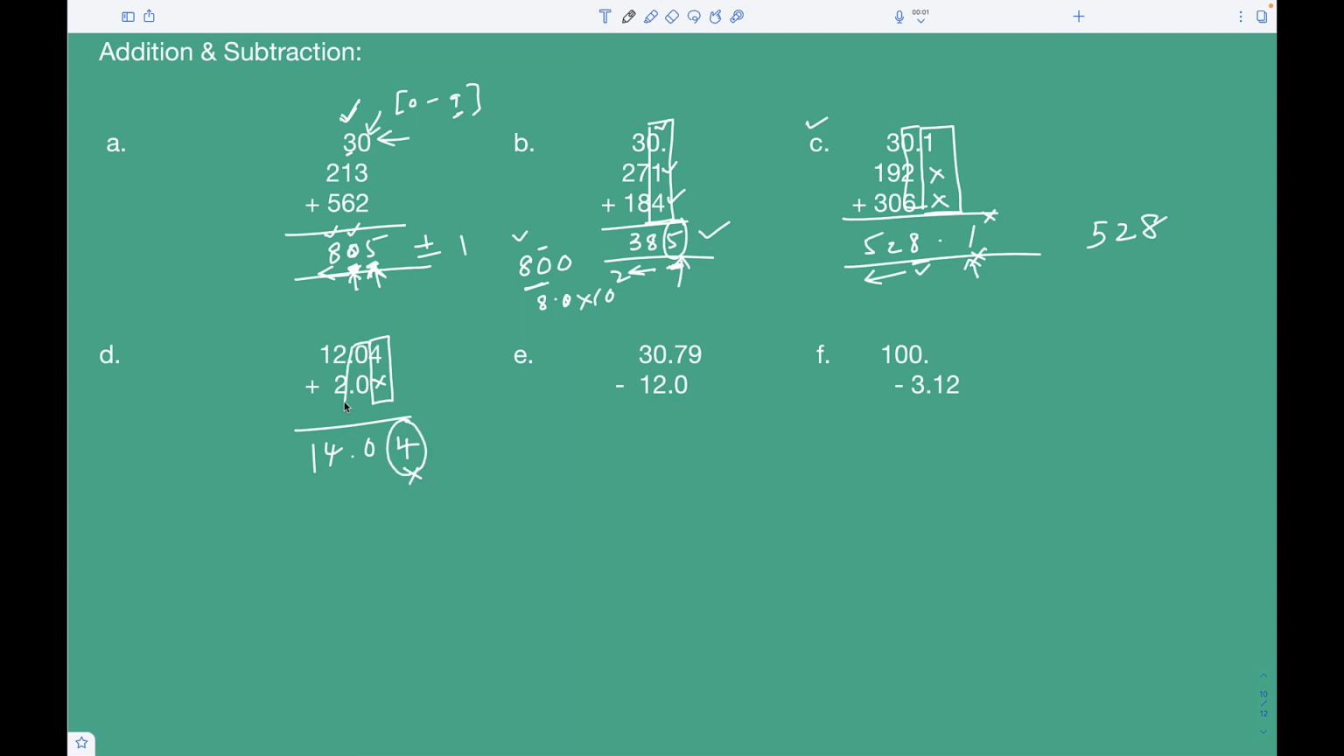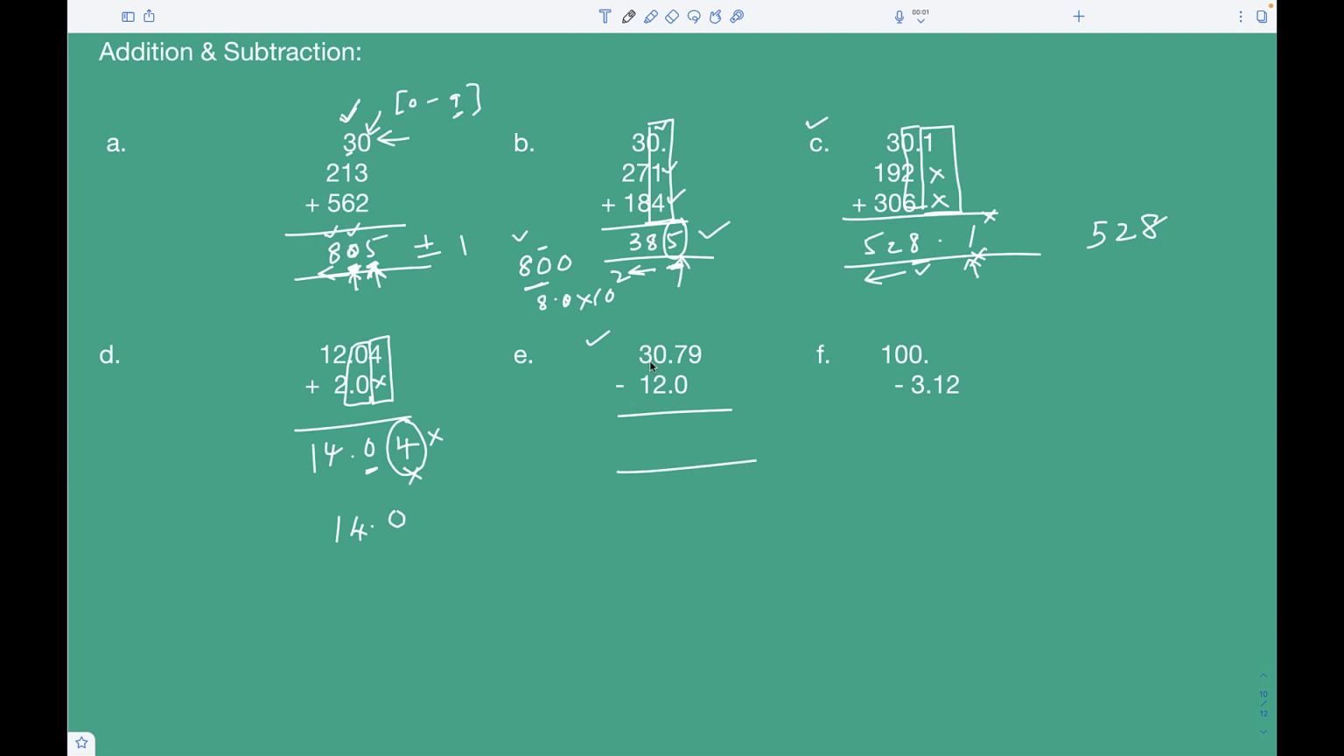Whereas both the digits in this column are significant, so we can be certain about this digit to some extent, so this is the last significant digit. So we have to get rid of this digit, and you know the rounding rules, so upon rounding you get 14.0. Now what about this subtraction?